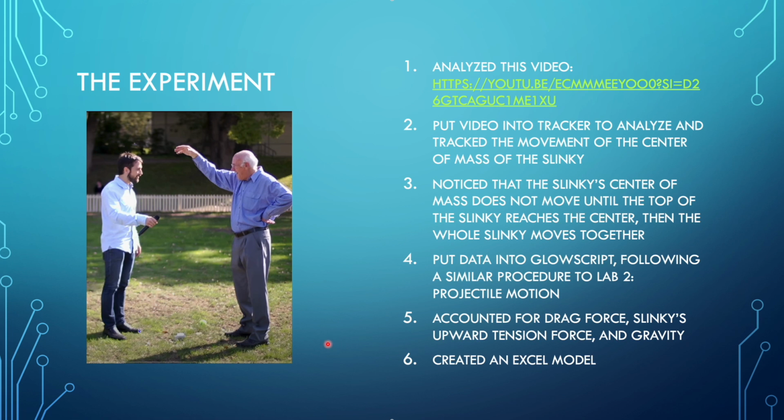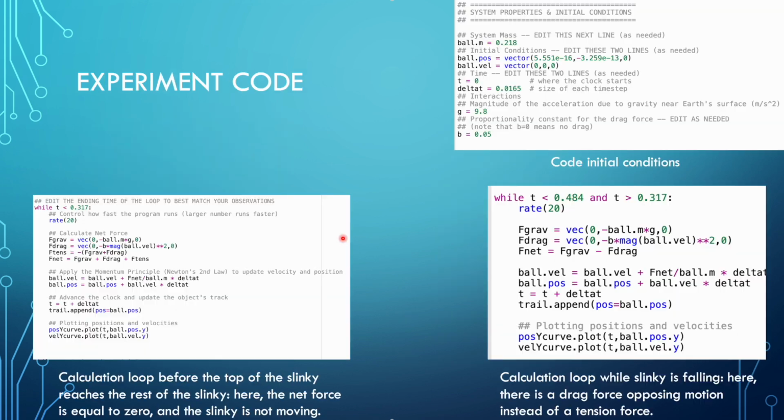And we put this data into GlowScript. We used Lab 2's Projectile Motion Lab's GlowScript code as a skeleton for this lab. And we accounted for drag force, the Slinky's upward tension force, and gravity. Then we created an Excel model afterwards to compare our viewed data versus what was computed. So here's the experiment code.